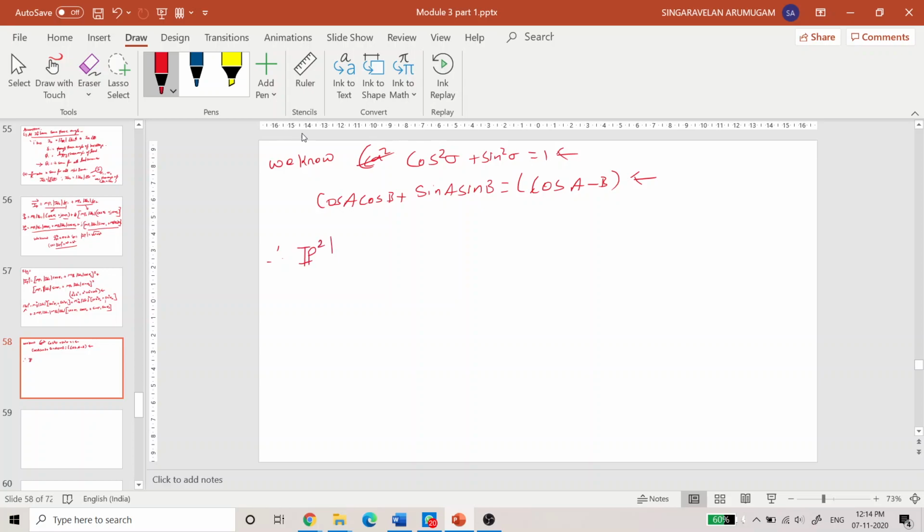therefore IP square is equal to MP1 square Ig1 square plus MP2 square Ig2 square plus 2 MP1 MP2 Ig1 Ig2 cos of delta 1 minus delta 2. So this is the resultant value after observing these two considerations.